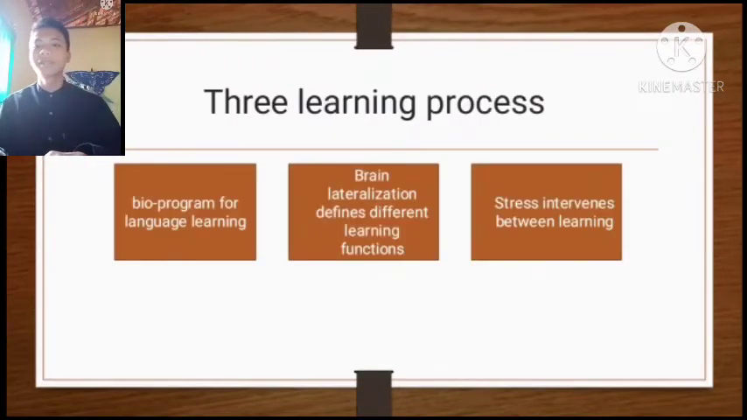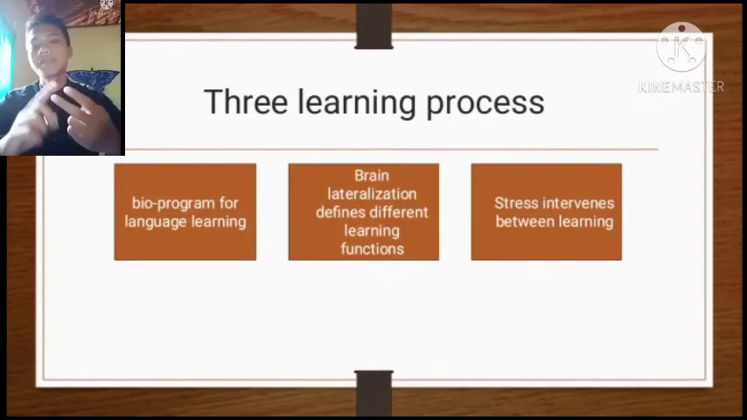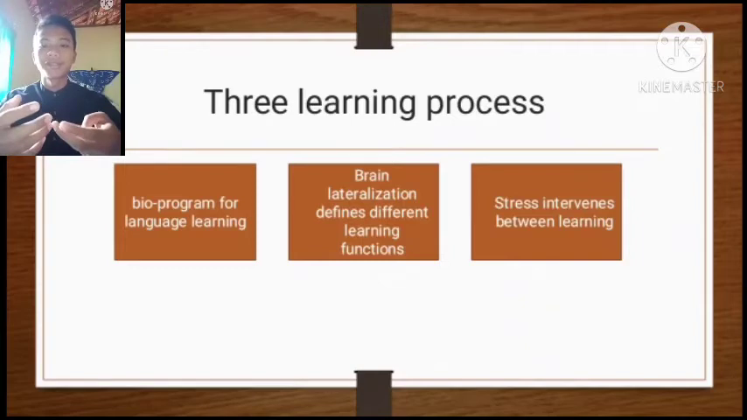Okay, next, three learning processes. First, bio-program for language learning. Second, brain lateralization defines different learning functions. And the third, stress interference between learning.